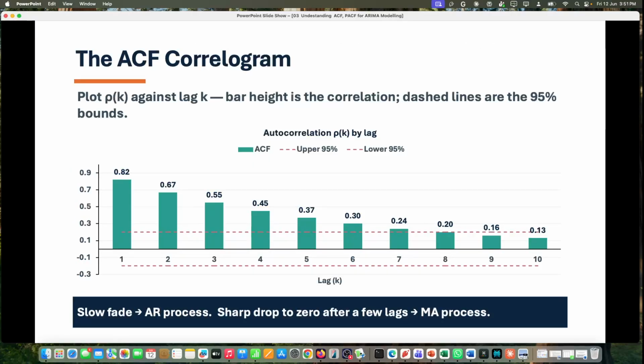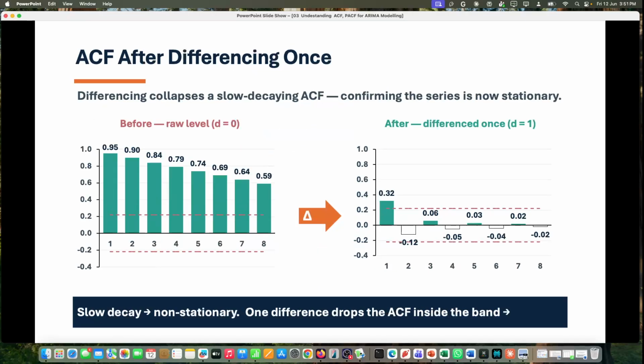Let's look at the autocorrelation correlogram. Here we have taken about 10 lags and measured the correlation. You can see that the correlation is slowly coming down, and at lag 10 the correlation with past values is very small. So it is a slow fading process, and sometimes we can also see a sharp drop to 0. So how are we going to use the ACF plot and ACF values in deciding the ARIMA model? ACF is going to decide the moving average component in the ARIMA model.